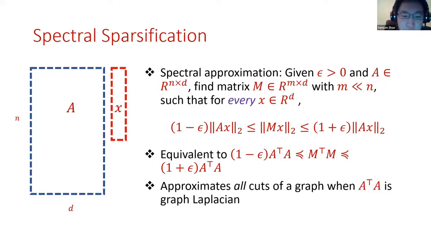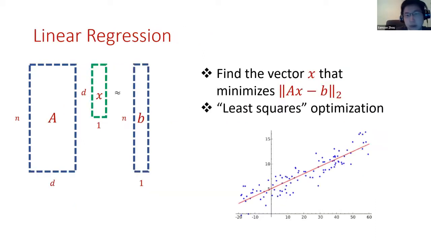It can also be shown that when A transpose A is a graph Laplacian, the matrix M approximates all cuts of a graph. It can also be shown that A can be massaged slightly, so that when the input is A concatenated with b, we can recover the vector x that approximately minimizes the 2 norm of Ax minus b. And this gives the least squares optimization for the linear regression problem.